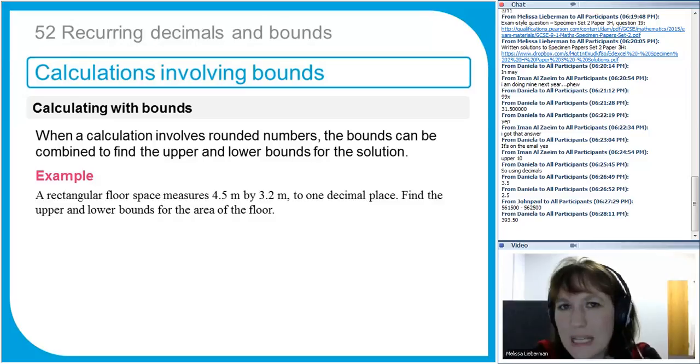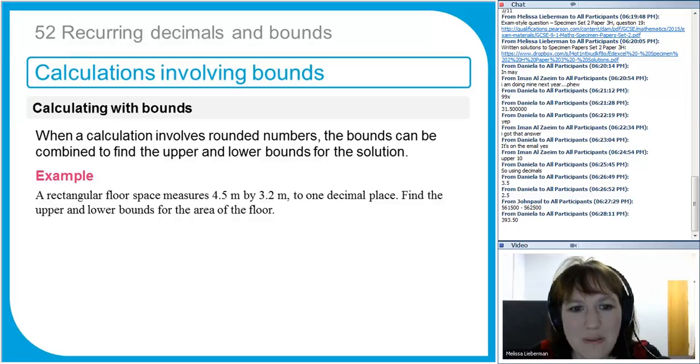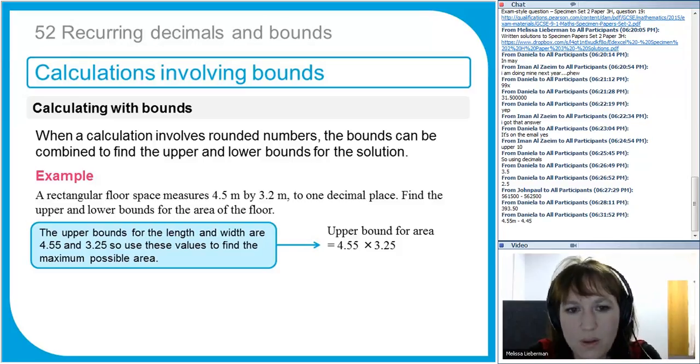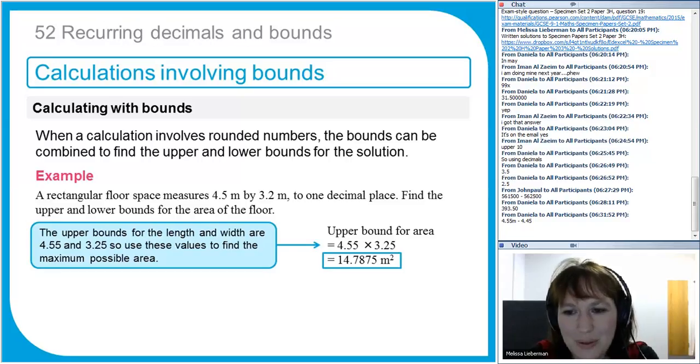So to find the smallest possible value, we multiply the smallest possible values of the length and width. And to find the biggest possible value, we multiply the biggest possible values of the length and width. So we combine the error intervals in that way. If we want to find the upper bound for the area, we would need to multiply 4.55, which is the biggest possible value for the 4.5 rounded to 1 decimal place. Remember, we go half a decimal place either way. We multiply those two together, and that gives us the biggest possible area that it could be. So if they both took on their biggest possible values and we multiplied them, that would give us the upper bound for the area.